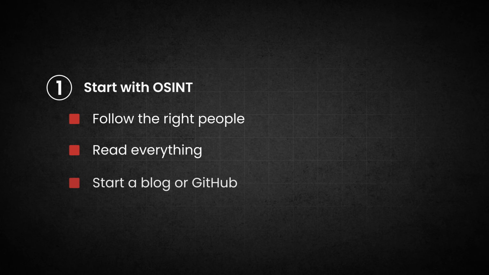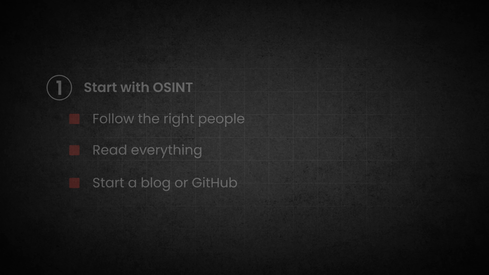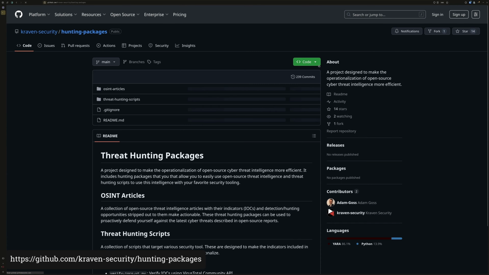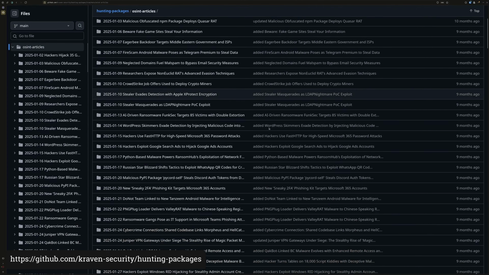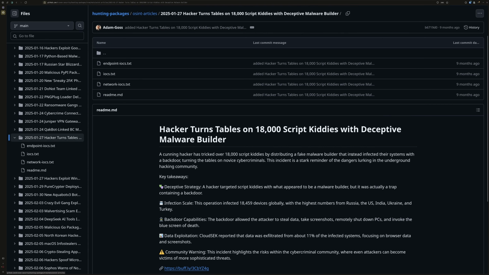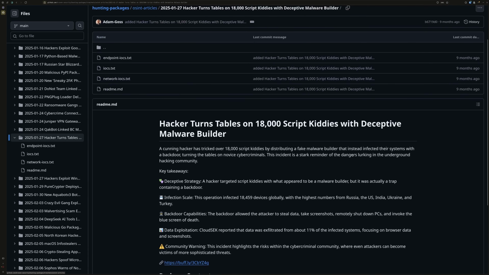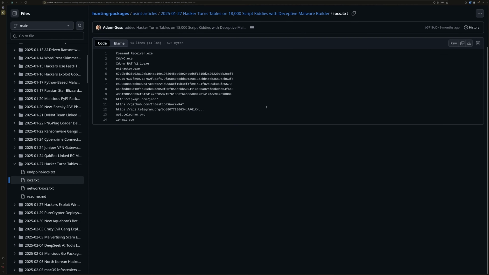Next up, try starting a blog or GitHub. This could be your private or for your company. This is how you transition from a consumer to a producer. When you analyze a phishing kit or reverse engineer a malware sample, document your process meticulously. Share your findings on a personal blog, or publish any resulting artifacts like YARA rules, IOC lists, or analysis scripts on GitHub. This does two things. It proves you can do the work, and it shows you can communicate complex technical concepts clearly, a skill that is highly valued in every intelligence community.